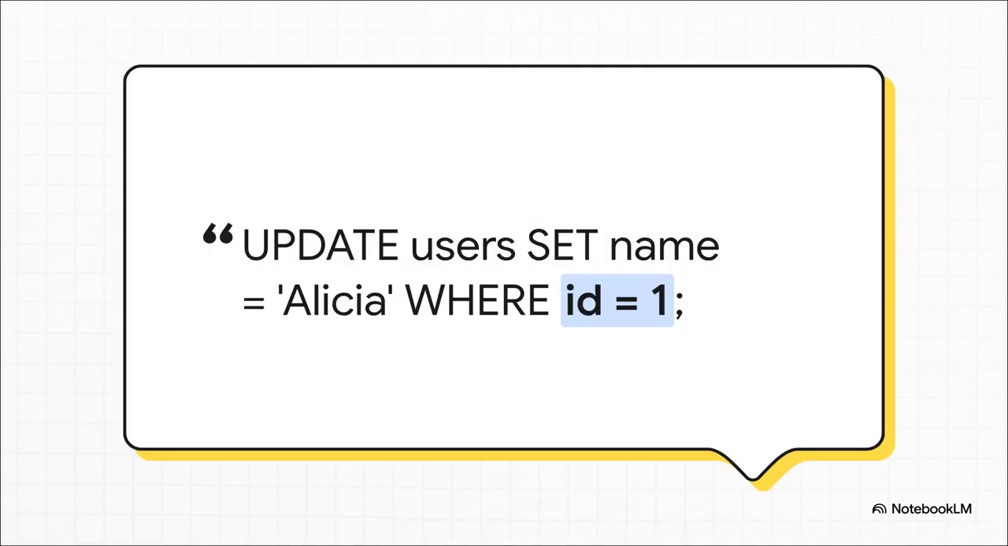Now look very closely at this command. It says update the users table. Okay, simple enough. Set the name to Alicia. Got it. But this last part, the where ID equals 1, this is maybe the most important part of the whole command. This tells the database exactly which file to change. Without it, we might accidentally rename every single user to Alicia, so you've got to be specific.